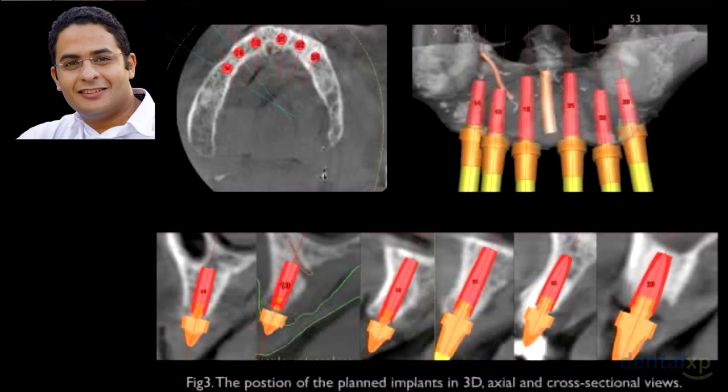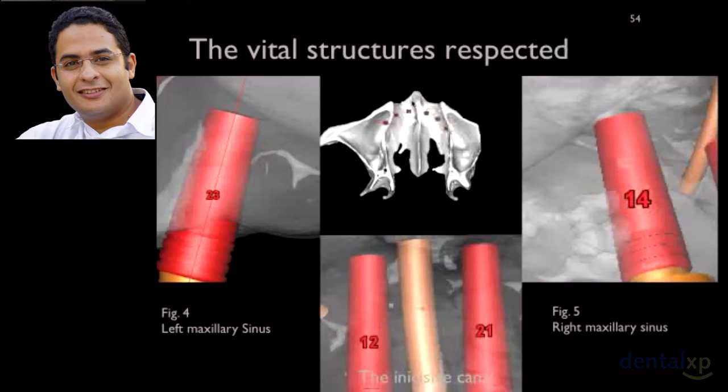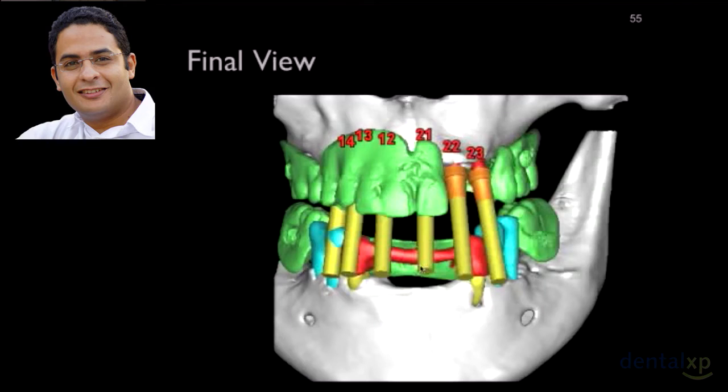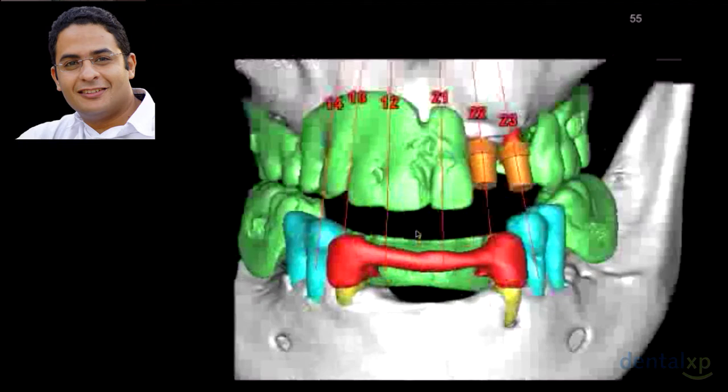And then we take a look in all the cross sections, axial cuts, and 3D to visualize the vital structures that are being preserved, like the incisive canal here and the floor of the sinus here, and to check that everything is okay. And here you see in the slide the vital structures that were respected. Here the floor of the maxillary sinus on both sides is not perforated, as you see in the 3D model, and the incisive canal in the center. This is the final view of the planning.